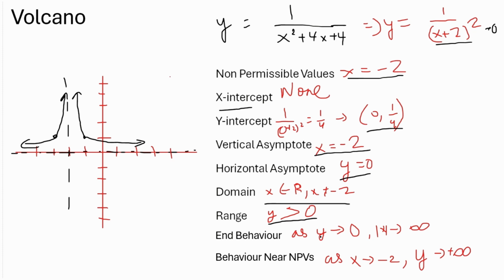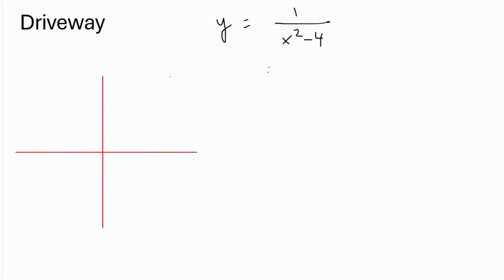And end behavior, again, on the left and right, as y approaches 0, x goes to infinity. And for the NPVs, now since it's only going in one direction, we can say as x approaches negative 2, y approaches positive infinity.